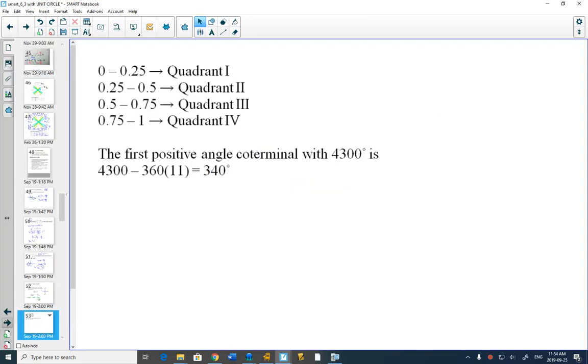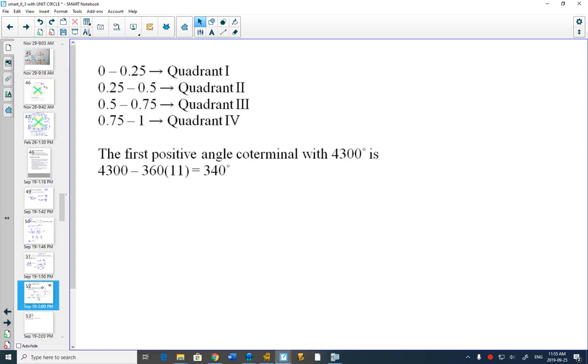So all the quadrants are listed there. I took away 10 first because it made the math easier and then took away one more, but you could have taken away 11. And we would call 340 degrees the first positive angle that's coterminal with it. Does it make sense when I say that?